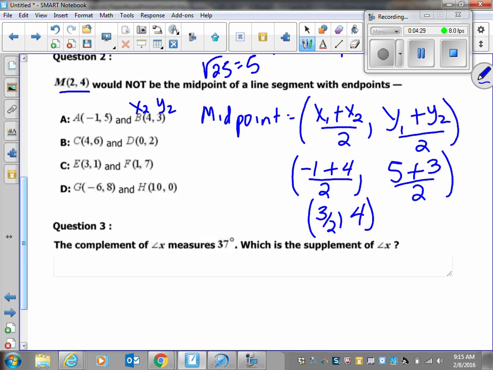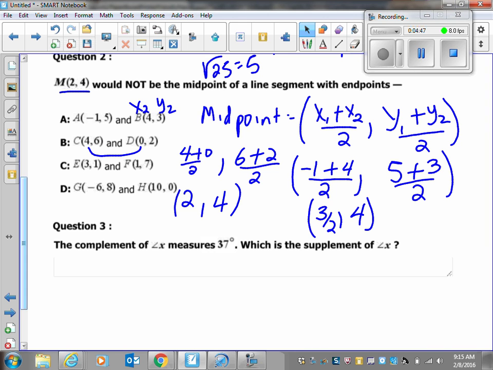So it's going to be this one. Apparently this one would have 2 and 4. So 4 plus 0 divided by 2, that would give you 2, right? Then 6 plus 2 is 8. 8 divided by... So everything else would give you 2 and 4 except A.